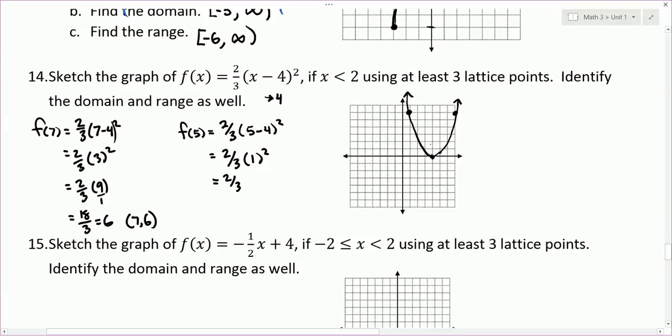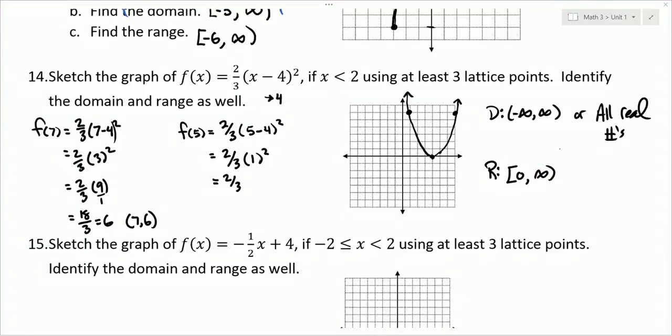And there it is. Our domain, this reaches as far left and as far right as we'd like. We can say all real numbers. For a range, the lowest point is 0, it's included, and it goes as high as we want. Or we can say all y values greater than or equal to 0.